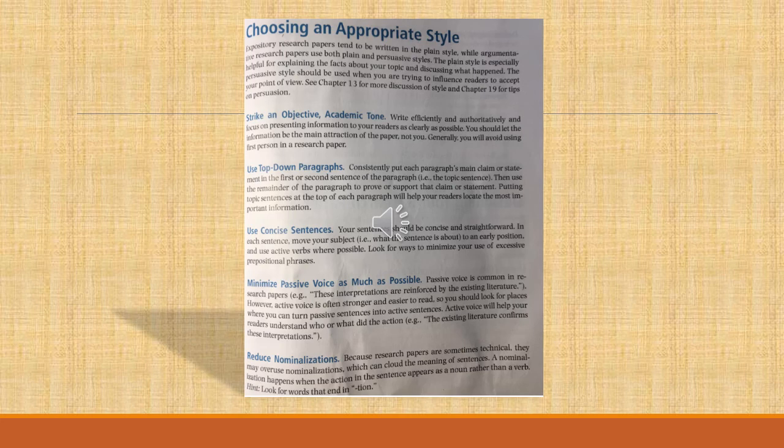Reduce nominalizations. Because research papers are sometimes technical, they may overuse nominalizations, which can cloud the meaning of the sentence. A nominalization happens when the action in the sentence appears as a noun rather than a verb. Hint: look for words that end in "tion."